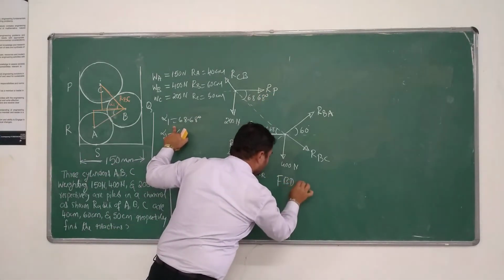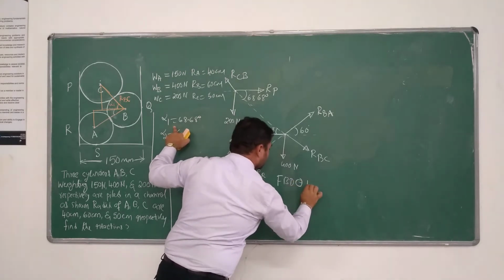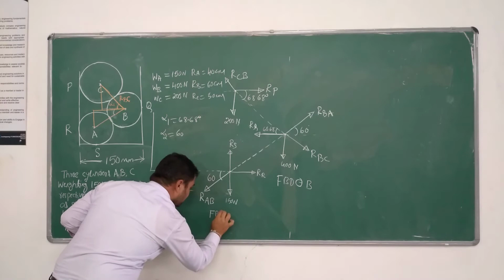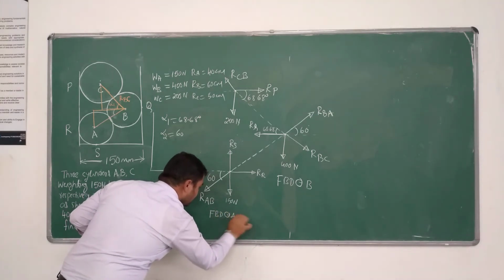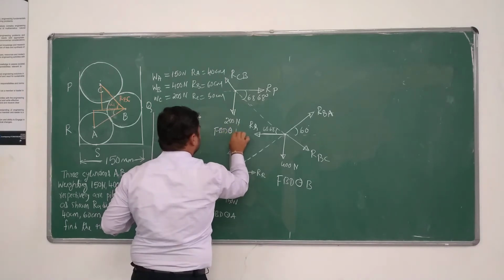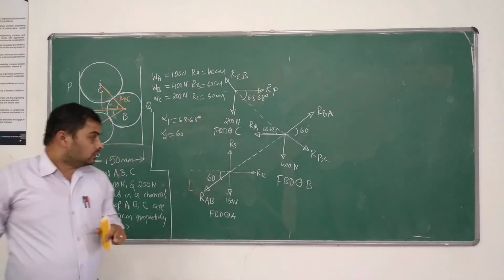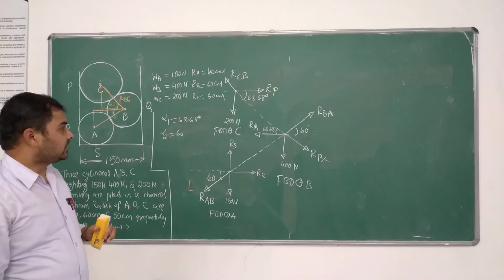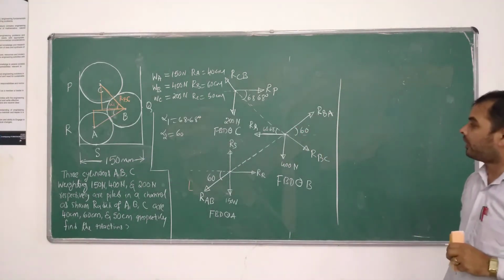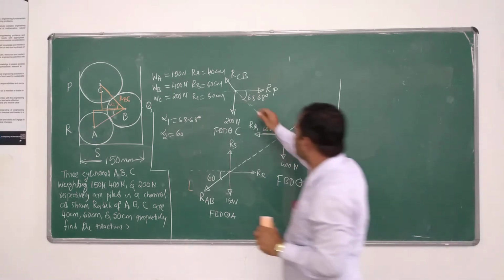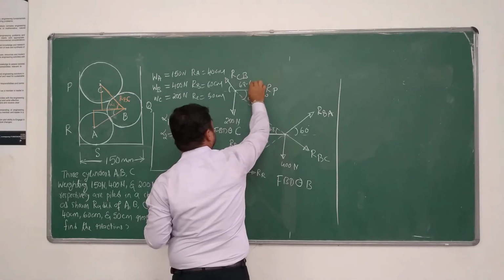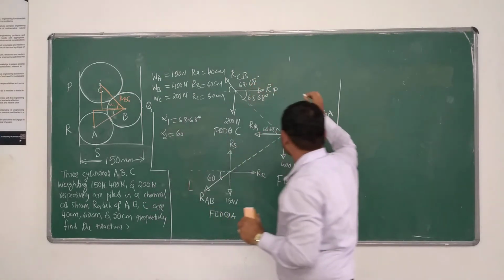So this is the free body diagram for the cylinder B. This is the free body diagram for the cylinder A, and this is the free body diagram for the cylinder C. So this is the free body diagram from which we can calculate the reactions. To calculate the reactions at different points, this is nothing but 68.68 degrees, you can see here.